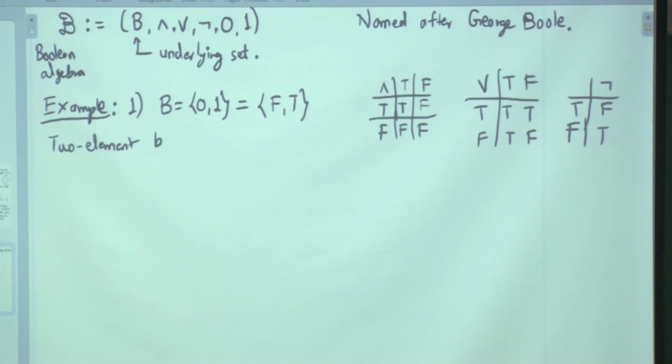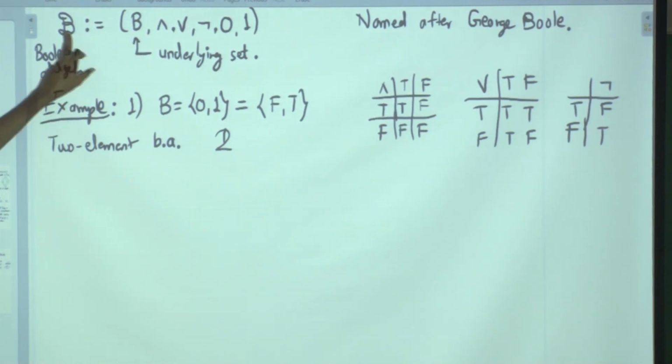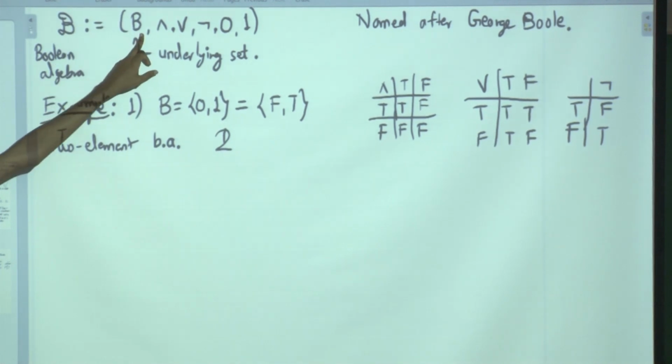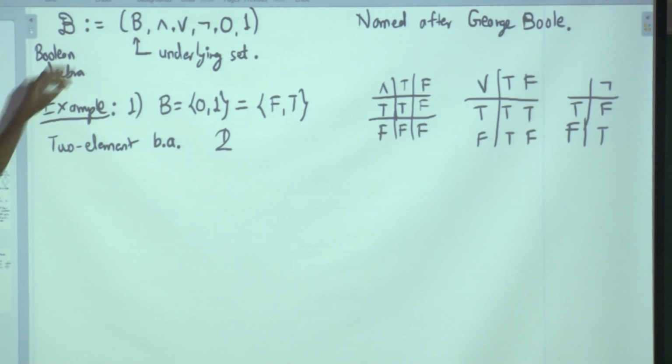I am just going to write BA for Boolean algebras as a short form. Whenever we can, we denote it by this 2, a bold 2, because we want to distinguish. See how we distinguish between this B and this B. This B is just the set, and this is the corresponding algebra structure. So we will denote this by 2.